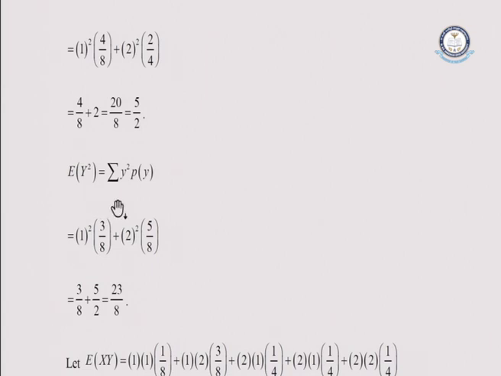What is that function? Summation y square into that function. Same, you apply the y square function. What is 1 square into that p of y function and 2 square into that p of y function? So, after getting, we will get 5 by 2 as the first function and the second function is 23 by 8. And this is only for individual x square and y square.